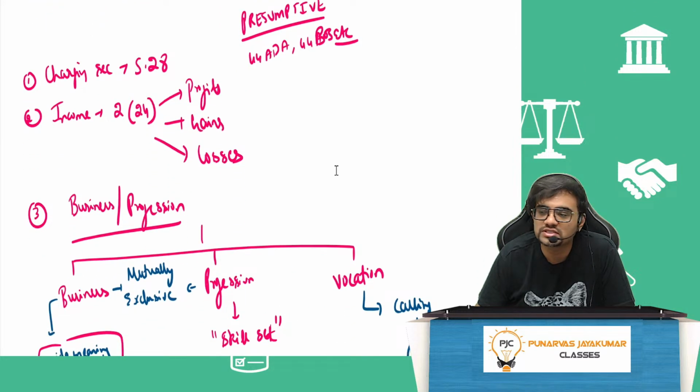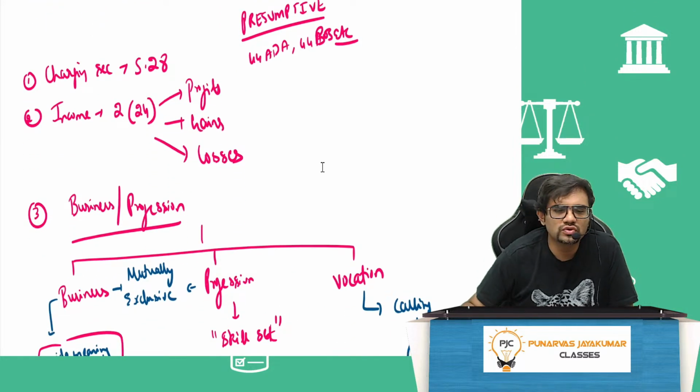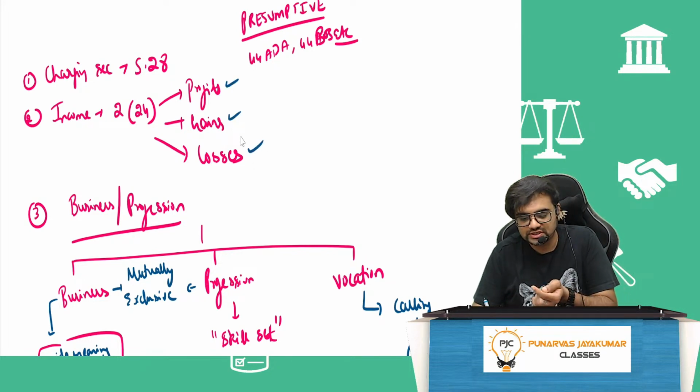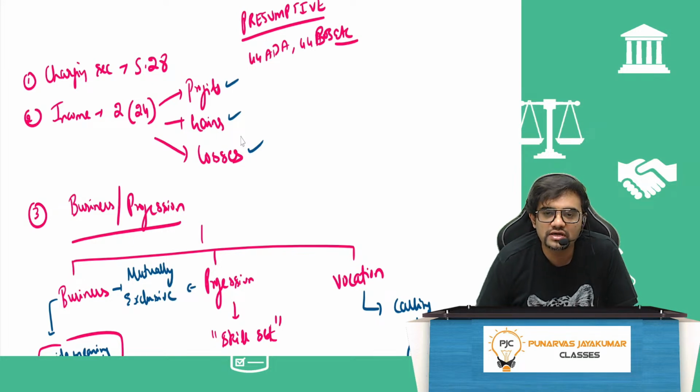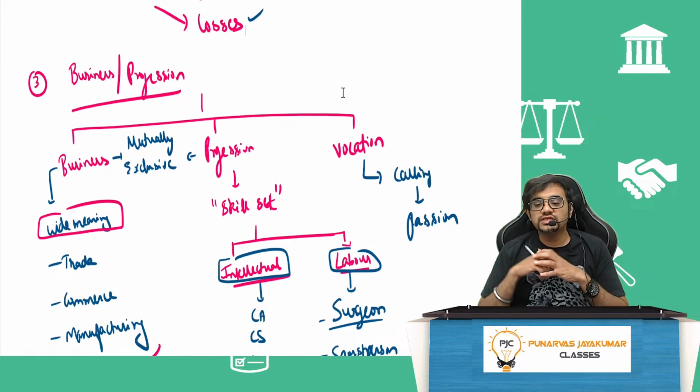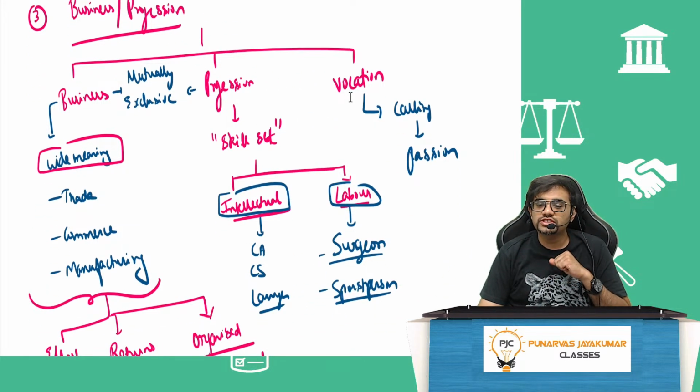So first of all, what is income? To see the definition under section 2 clause 24, income will be profits, gains and losses. I told you yesterday only, negative income is also deemed to be income. On the other hand, what do you mean by business or profession? So we have three things here. One is business, second one is profession, third one is vocation.